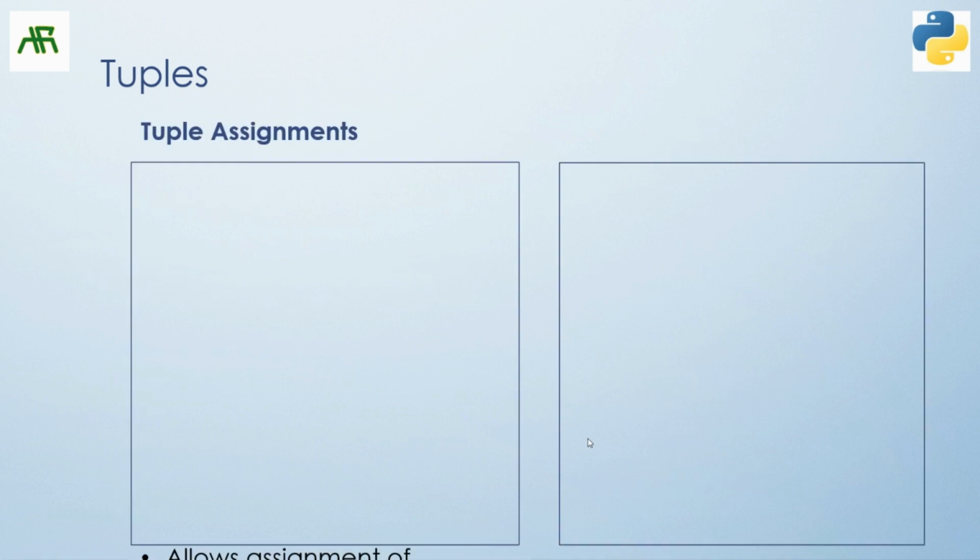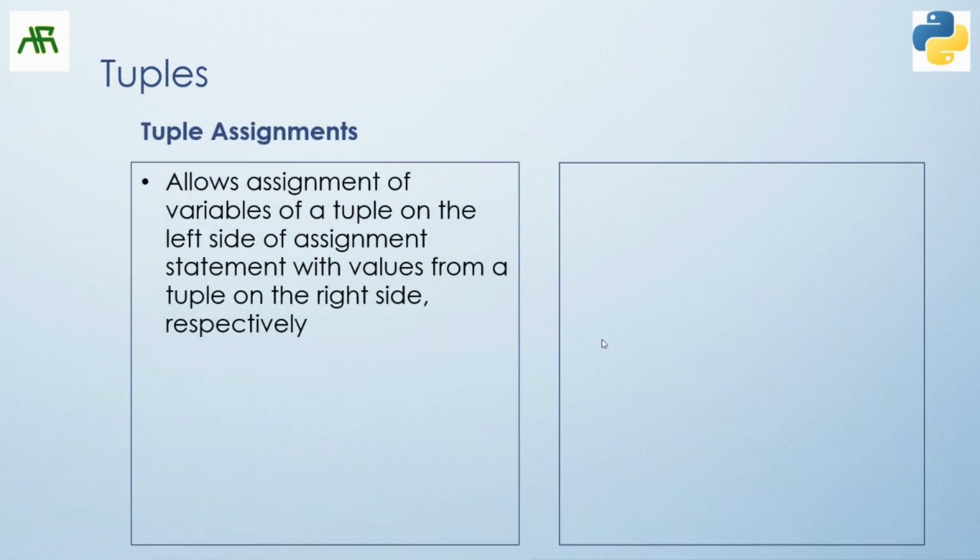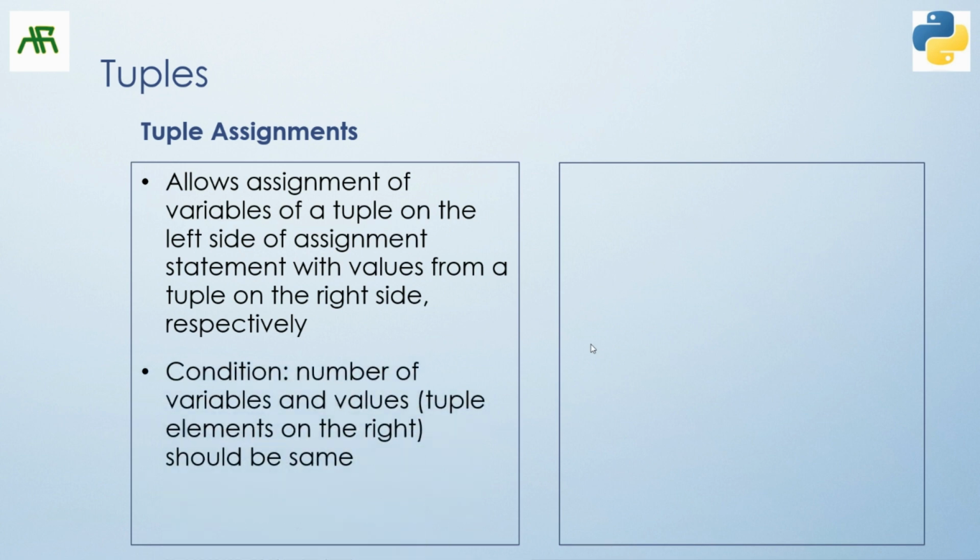Tuple assignments. This feature allows assignment of values from a tuple to variables of another tuple, meaning the tuple on the left side with variables can be assigned with values of the tuple on the right side of the assignment statement respectively. There is just one condition. The number of variables and values on either side of the tuple should be equal. Otherwise, there will be a mismatch and Python will throw an error.